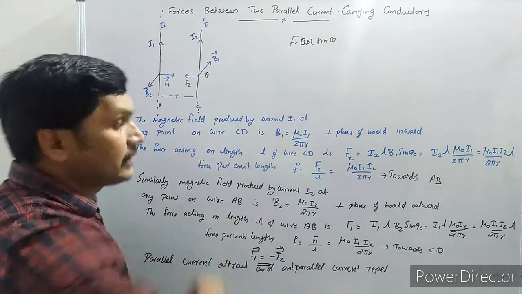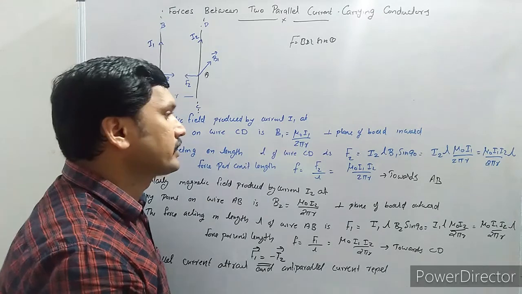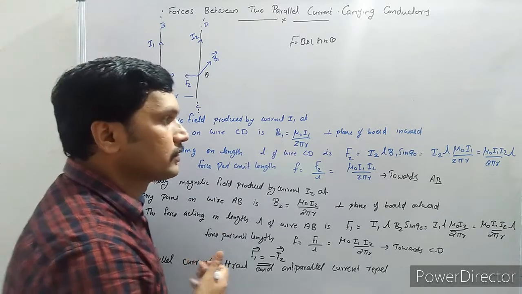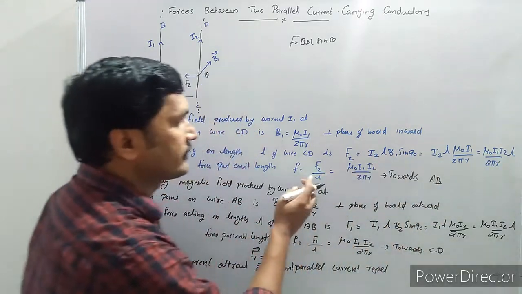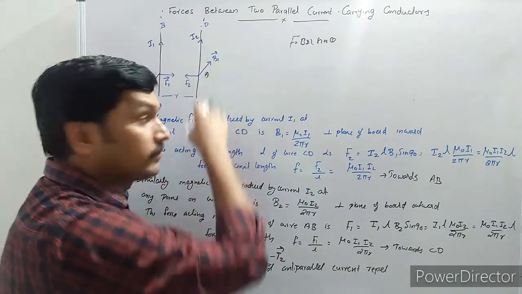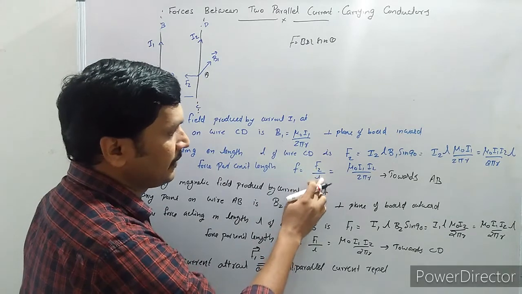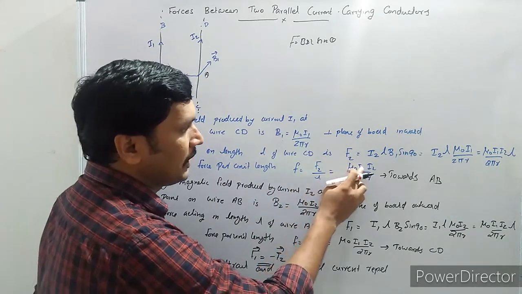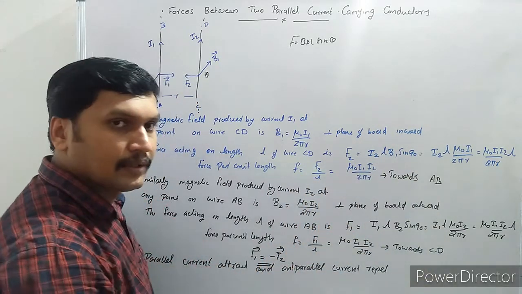As the wire has an infinite length, it is better to calculate the force per unit length. Taking L to the left side, the force on a unit length of the wire CD is F2 by L equals mu 0 I1 I2 by 2 pi r.